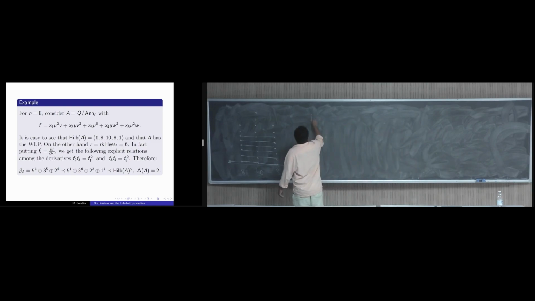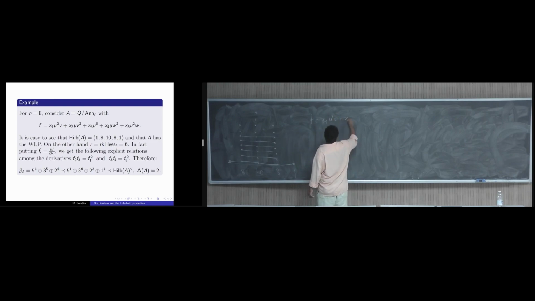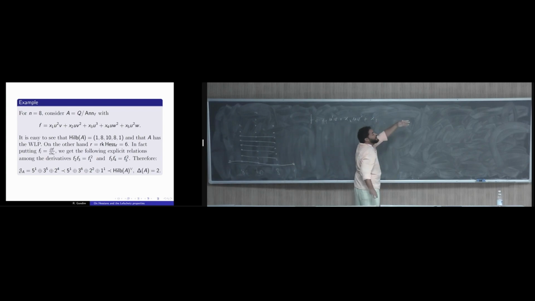Let me explain how to compute this rank. x1 u squared v plus x2 u v squared. That's the question. It's easy to see that A has the WLP, but we have to compute this rank. That's the point.